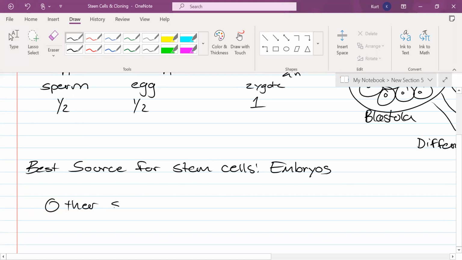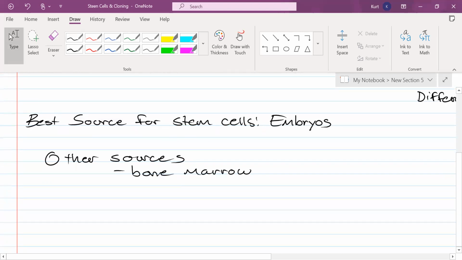Other sources are mainly bone marrow. There have been some that can be found in the brain. I'm really not going to cite that. Those aren't really that good. Bone marrow stem cells are okay, but they're not the best. They can become other cells, but there's a limit to what type of cells they can be. Embryonic stem cells can become any cell in your body. Bone marrow stem cells have a limit, like maybe 10 or 12 different types of cells.